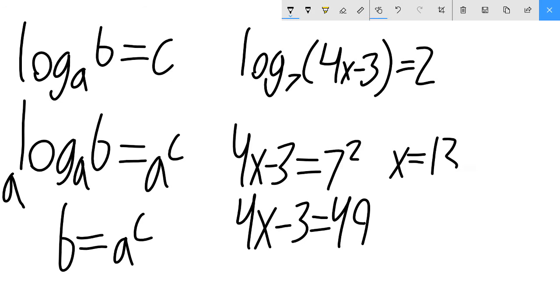And then if it would be a variable, you could end up squaring it, and you could get a quadratic equation, but that's a different topic. And that's how you solve two types of logarithmic equations.